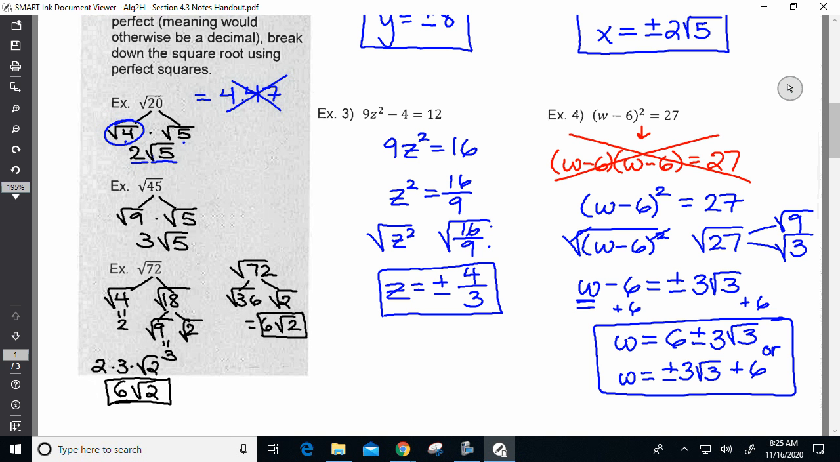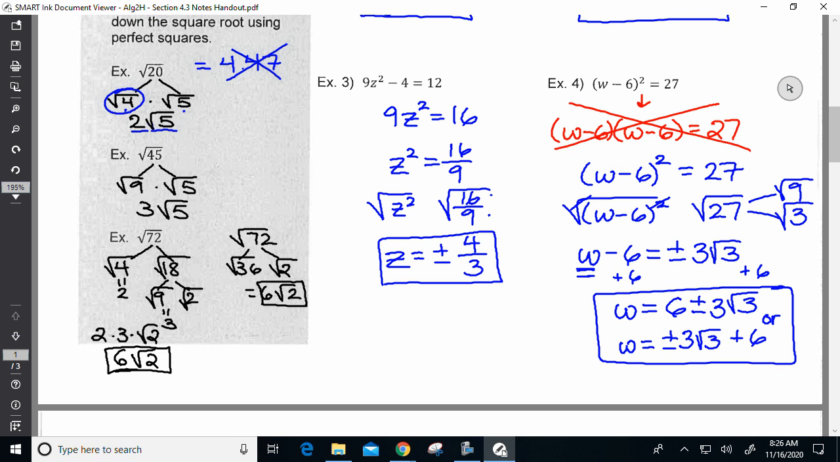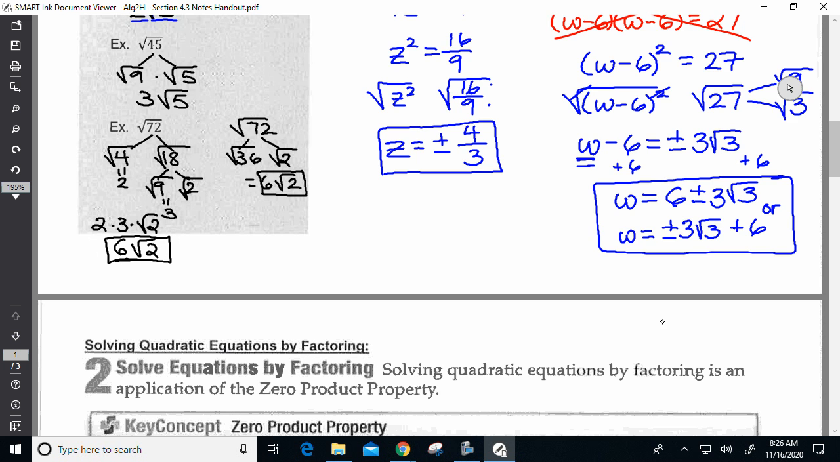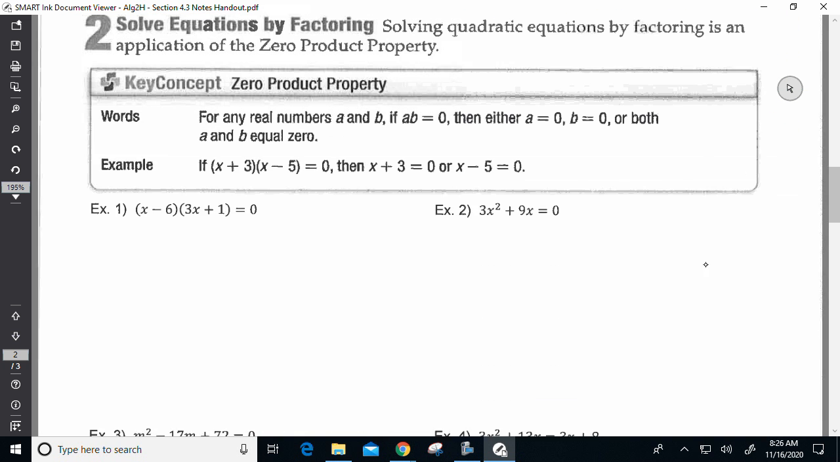So that wraps up square roots. Questions on square roots before we switch to factoring? All right, we got one who said no, that they were good, so we'll move on. If you have a question, you know how to get it answered.